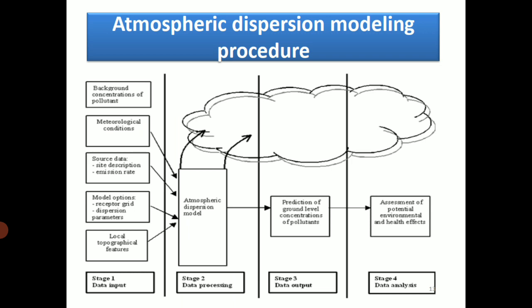And after that, in the fourth stage, the data will be analyzed, that is, whether there is any ill effect or harmful effect, or what the potential impact of those pollutants on the ground is. Okay, so atmospheric dispersion modeling is conducted in four different stages. First one is data input, which is given to the atmospheric dispersion model, and within that model the data will be processed, that is stage 2. And in stage 3, data output will be obtained from the model, that is, the pollutant concentration will be predicted. And in stage 4 the data will be analyzed.